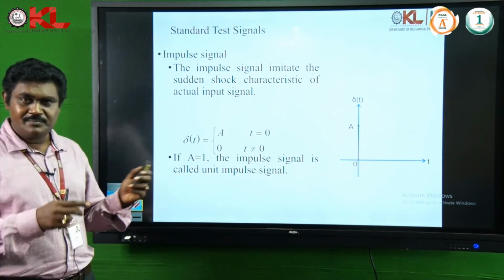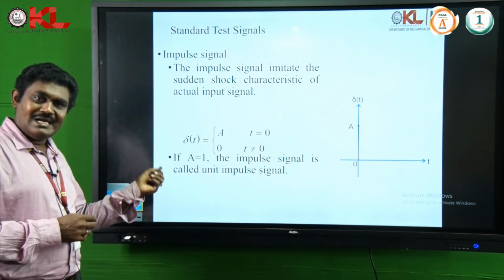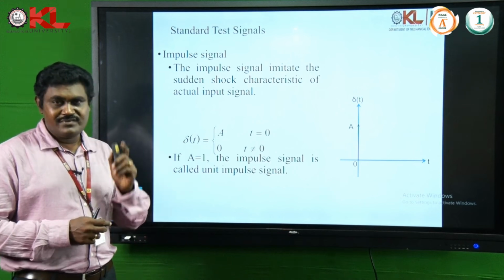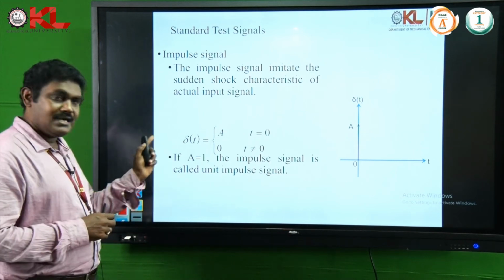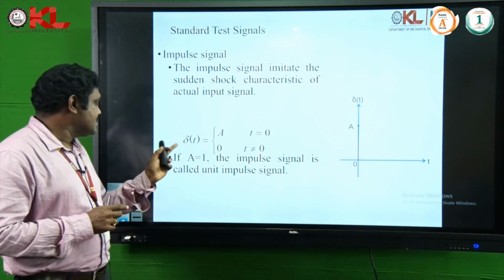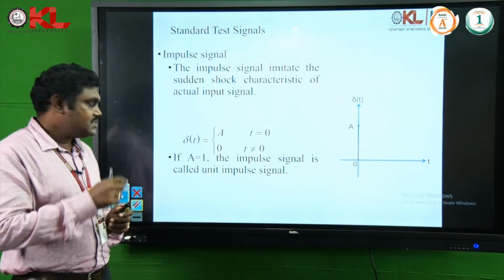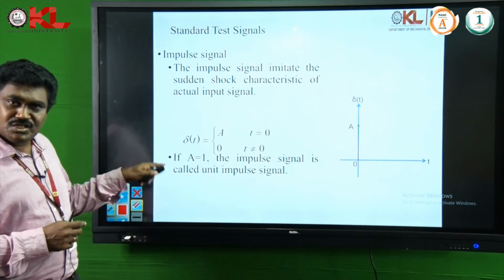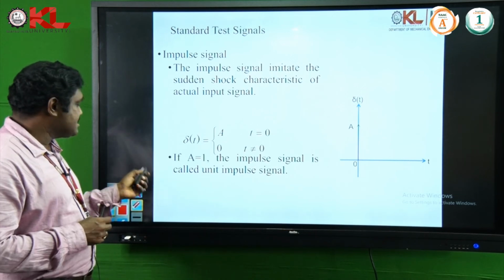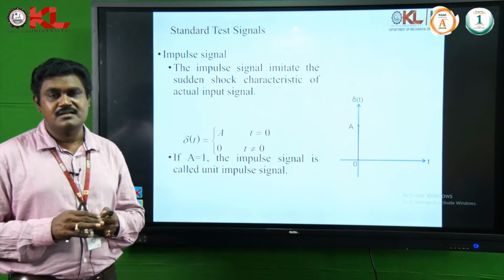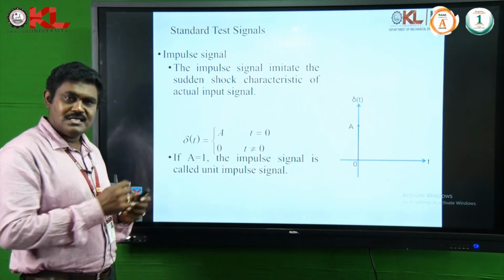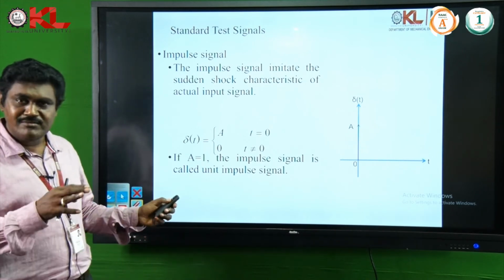Generally, it is represented in the mathematical model as delta t is equal to A if t is equal to 0. If time is equal to 0, then delta t is equal to A, and if time is not equal to 0, then delta t is equal to 0. And if A is equal to 1, the impulse signal is called a unit impulse signal.